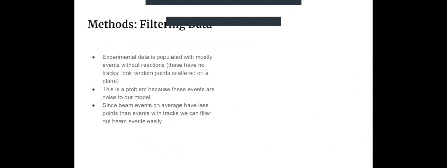But the issue with experimental data is that it's filled with events without reactions, which just look like points randomly scattered on a plane. This is a problem because it's going to be very hard for a model to predict where the voxel was originally. But we found that these events tended to have fewer points than the ones with tracks. The one on the left here is an example of an event without a track, and the one on the right is an example with tracks. We ended up solving this problem by filtering out all events that had less than about 500 points. This got rid of a lot of beam events, but it cut our data by about a sixth.